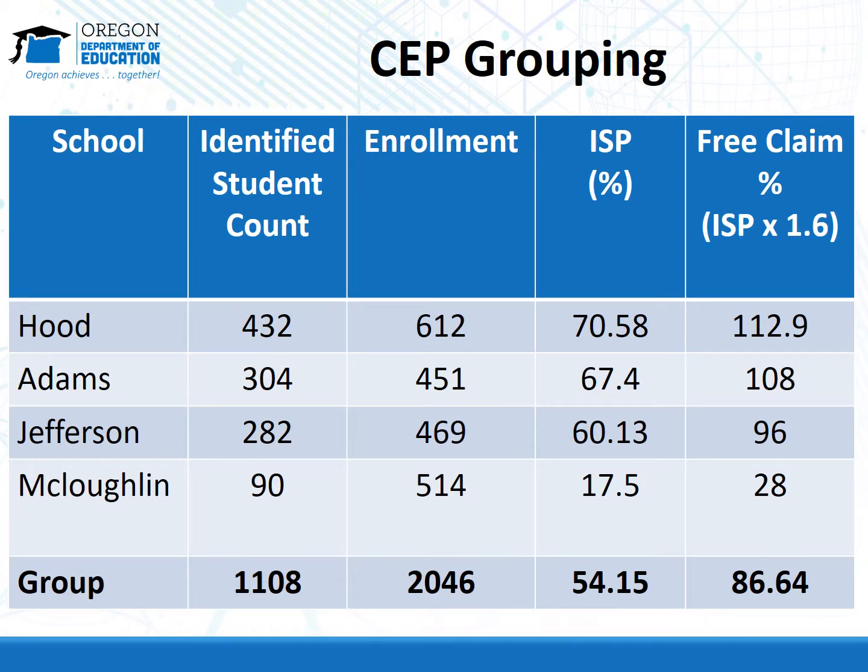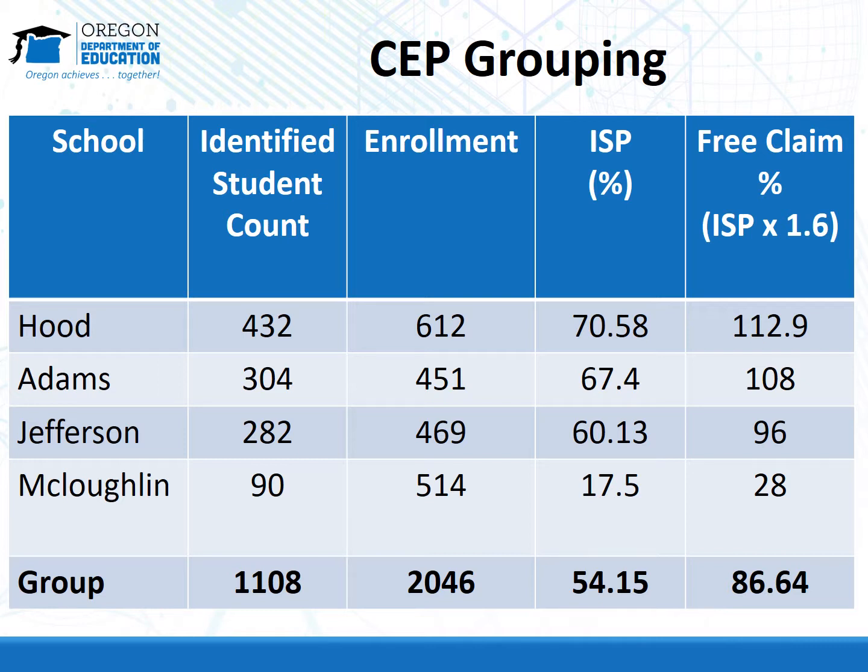In CEP, all schools in a district can be one group, or the schools can be subdivided into smaller groups to achieve the highest ISP and claiming percentage possible. If a high ISP school is grouped with a low ISP school, both schools will get the CEP benefits of no applications, meals at no charge, and possible increase in reimbursement. For other programs, each school must stand on their own.